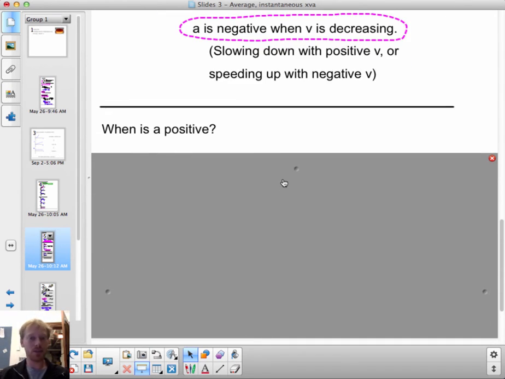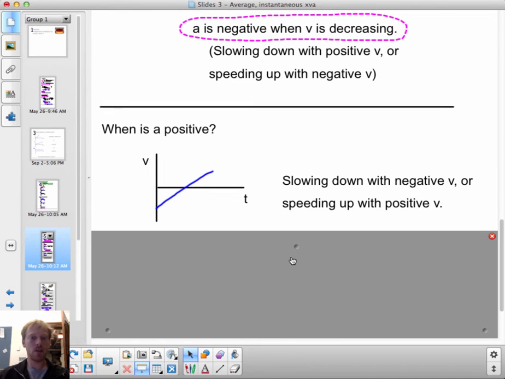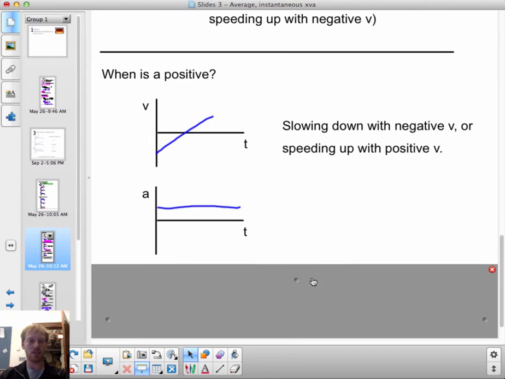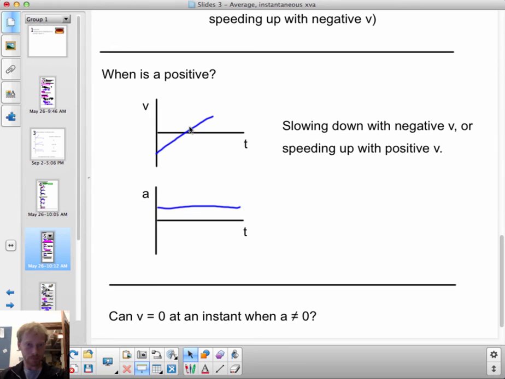When is acceleration positive? This is a situation where the acceleration is always positive. Either slowing down with negative velocity, right? Here there's negative velocity that's getting closer and closer to being still, closer and closer to 0 velocity, or speeding up with positive velocity. Those are both situations when there is positive acceleration.